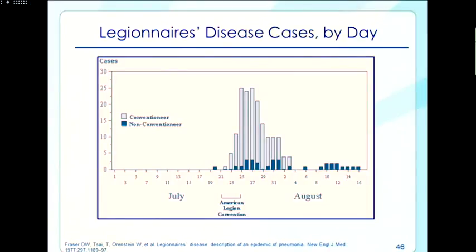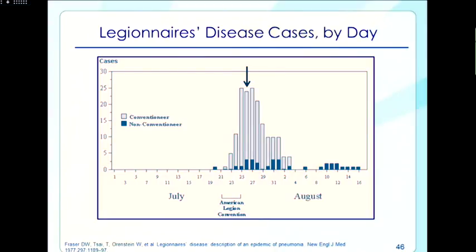This graph indicates the number of Legionnaires' disease cases among conventioneers and non-conventioneers by day in July and August of 1976. Now remember, these are the absolute number of cases, not the disease rate. You can see that the number of cases peaks from July 25th through July 27th, indicated by the arrow, soon after the convention begins, which is indicated by the bracket on the bottom of the slide. By the end of the convention, the number of cases had reached its peak and then subsequently started to decline.